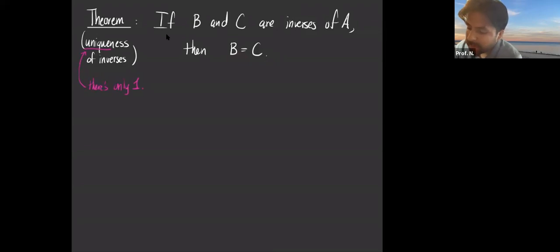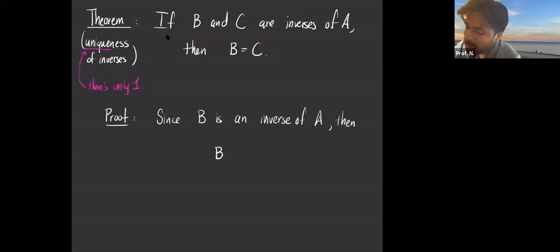So how do we prove that? Well, we use what we were given, right? B and C are inverses of A. So since B is an inverse of A, then B times A equals I. That's what it means to be an inverse. When you multiply them, you get I. It doesn't matter whether I do A times B or B times A.